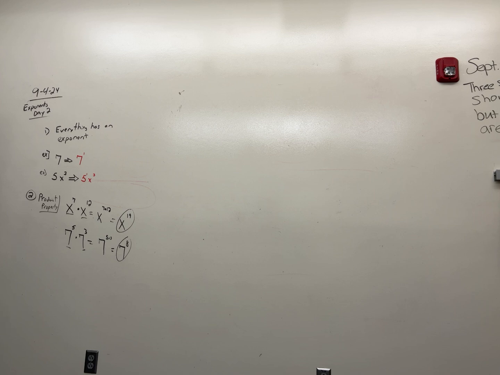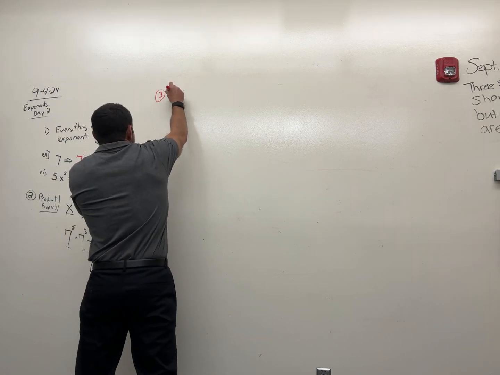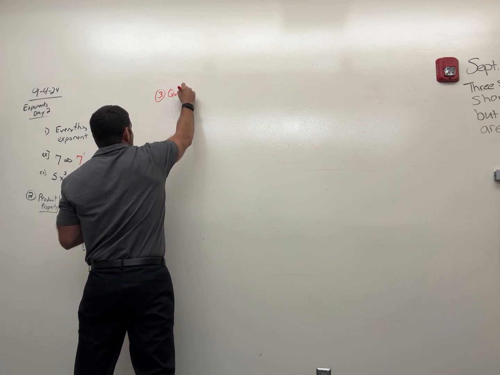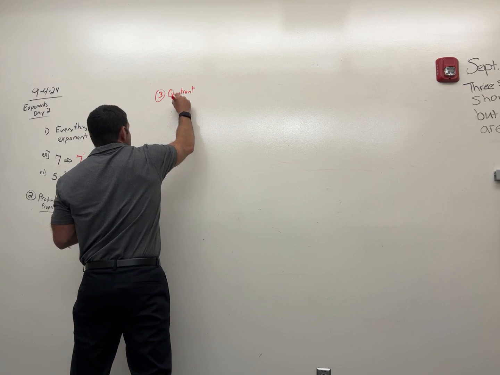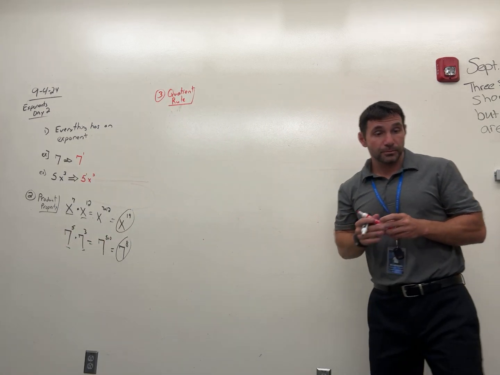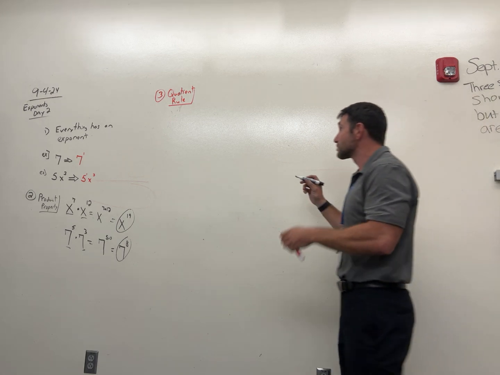Do we have this written down? Even if you were here yesterday, you should be copying this down. Repetition helps. Then we have the quotient rule. Okay, this one's a little bit trickier, and we're going to do this a couple times.